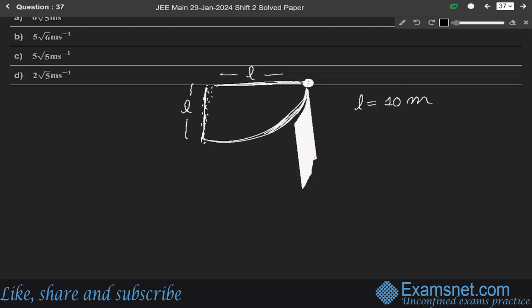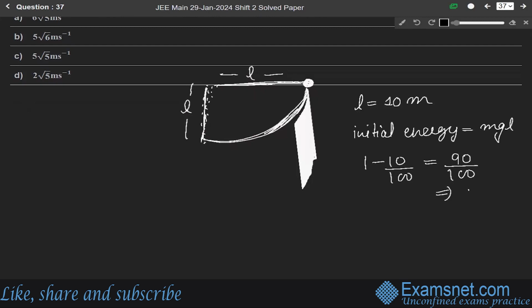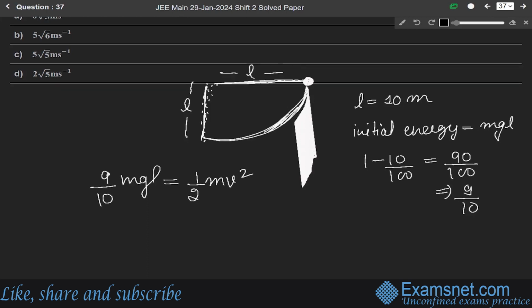According to this question, if it dissipates 10% of its energy, the initial energy is mgh, meaning mgL, L is the length. It dissipates 10% of its energy, so the remaining energy is 1 minus 10/100, that is 90/100, meaning 9/10. So 9/10 mgL will be equal to half mv square. The loss in potential energy will be the gain in kinetic energy.